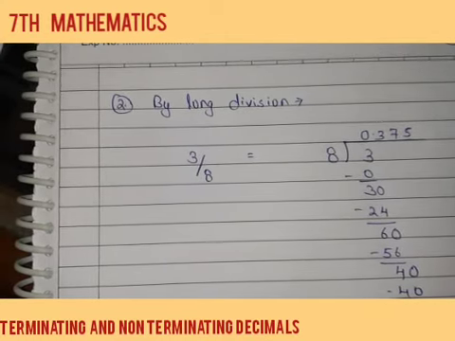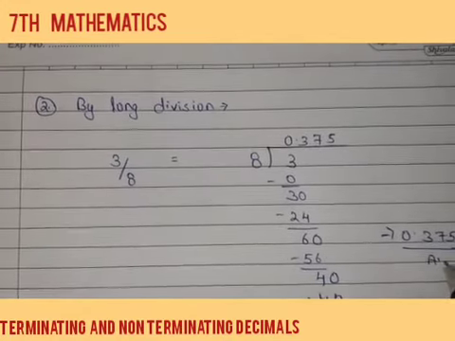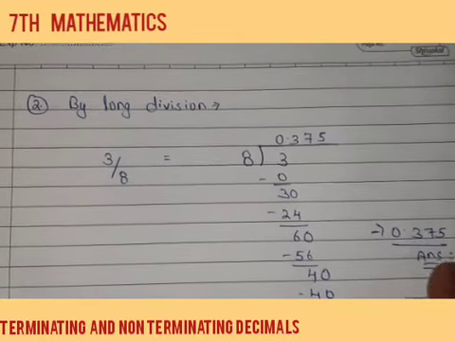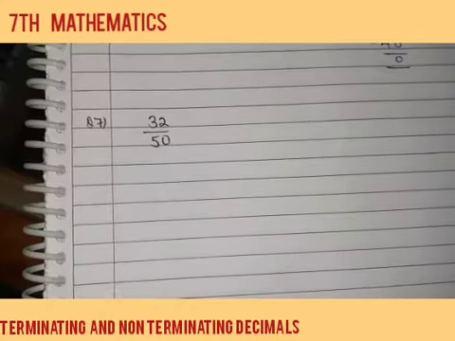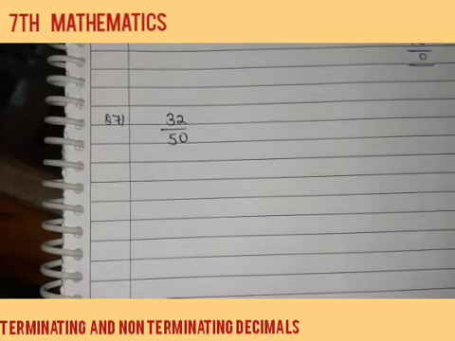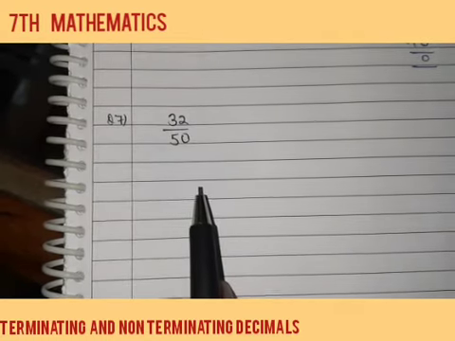By the place value also 0.375 was coming, by the long division also 0.375 is coming. So we can also say our answer is verified. Now our next question is, which of the following numbers can be represented as definite decimal? So here also you simply need to do the long division process.